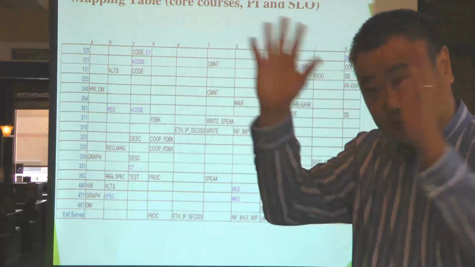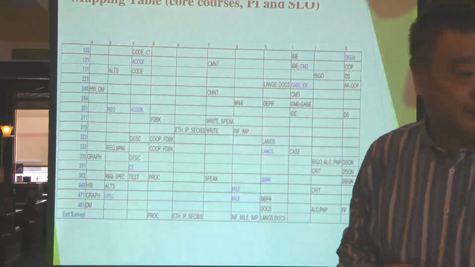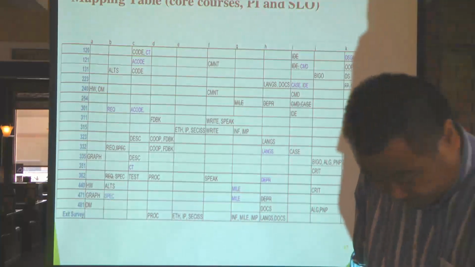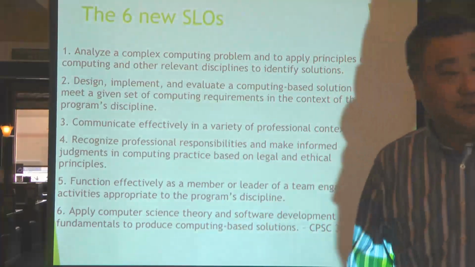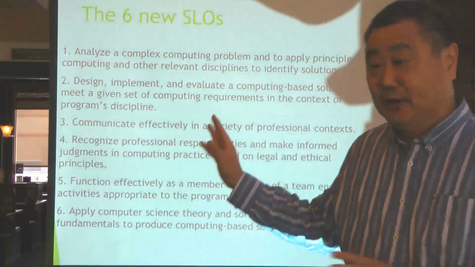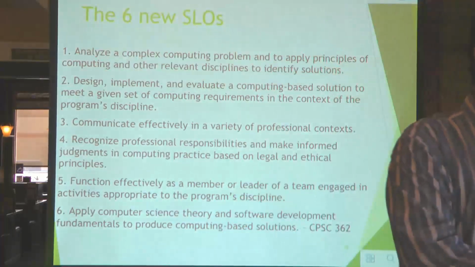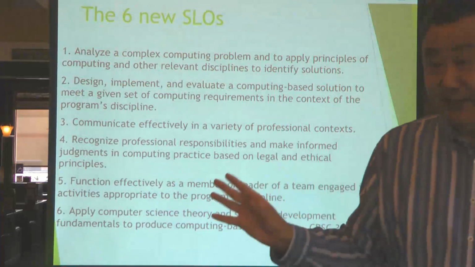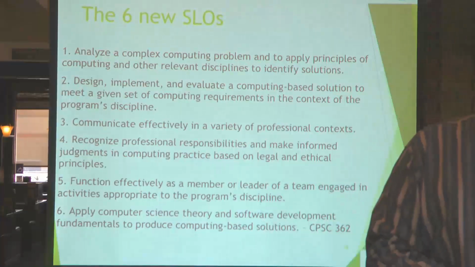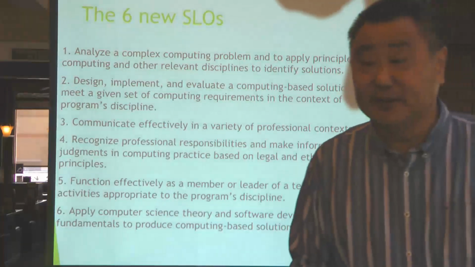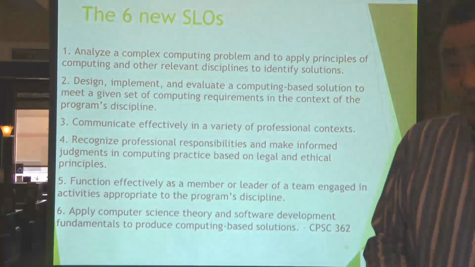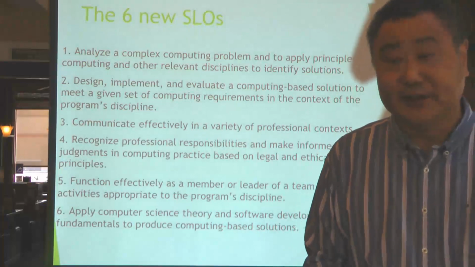improve the chart, the mapping chart, based on the new student learning outcomes. Okay? And those are the 6 new student learning outcomes. You can compare the new one with the old one. Okay, you see a lot of consolidation. I think it's a good thing. It seems like ABET also tried to simplify this, and that also means maybe hopefully less work for the institution.